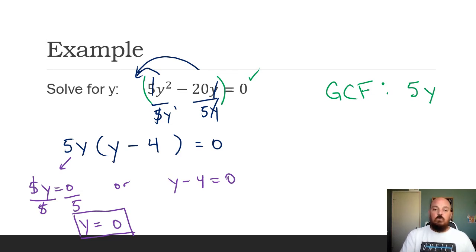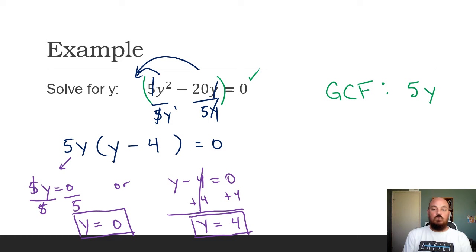Now for the second one, I add 4 to both sides, because I want to cancel out that minus 4 right there. So the minus 4 and plus 4 are gone. The y drops down. 0 plus 4 is 4, and there's your second answer.